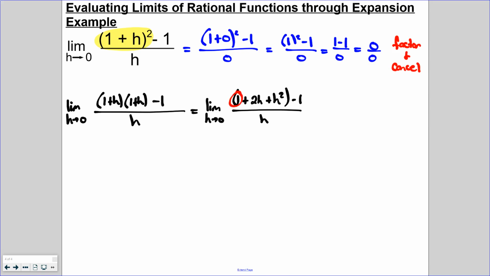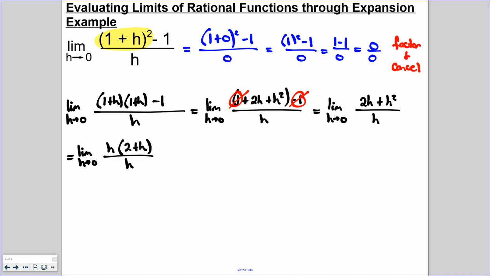Well, we can see the positive 1 and the negative 1 will cancel each other out, and that's going to leave us with the limit as h approaches 0 of 2h plus h squared over h. And that looks like something we can factor, so we'll go ahead and do that. In the numerator, we can see that both terms have an h, so we can factor that out. The denominator just has an h in it, so there's no factoring we can do there.